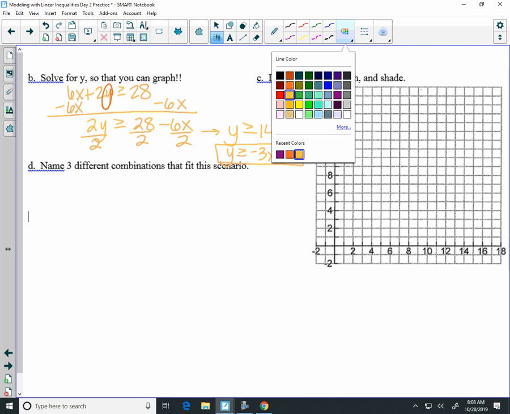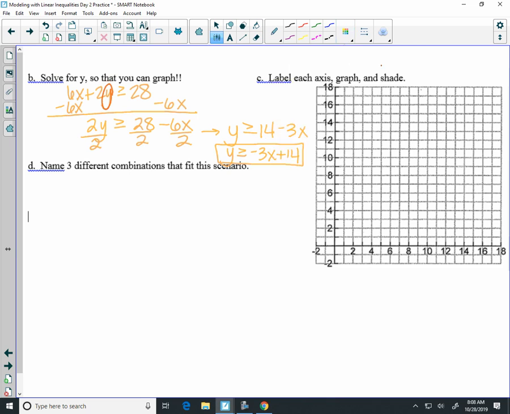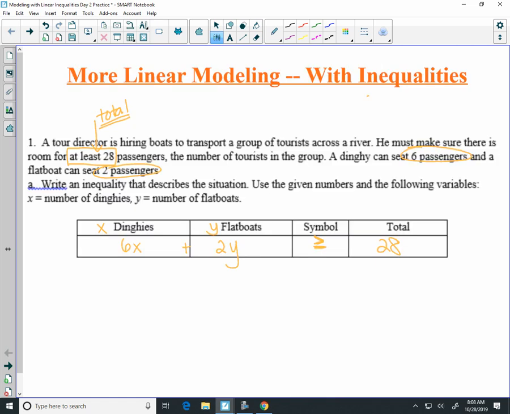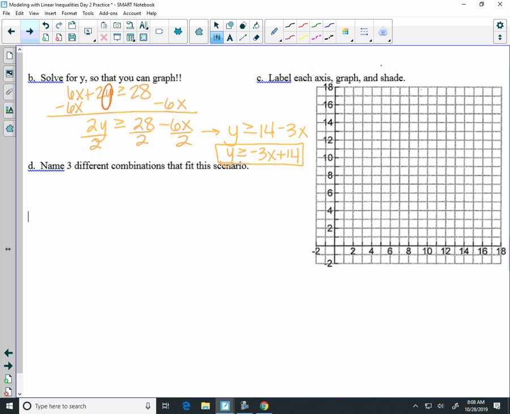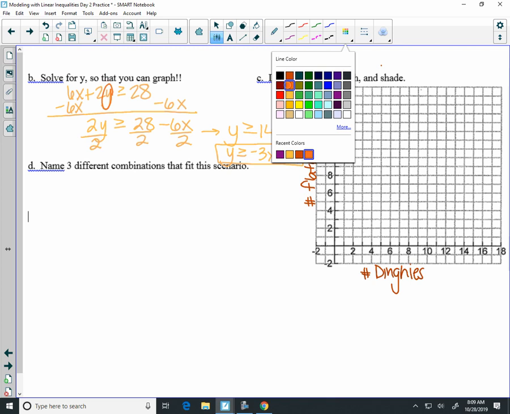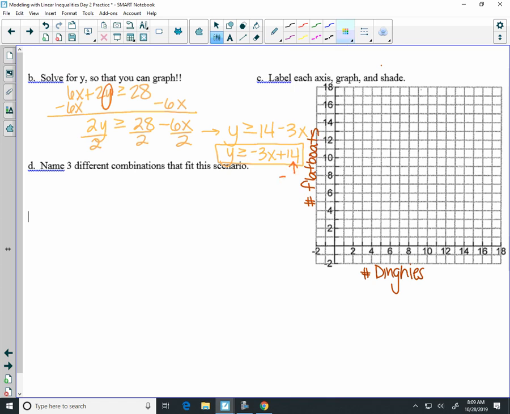All right, now this is asking us to do a couple additional things. We need to label each axis. So over here we said x was our number of dinghies and y was our number of flatboats. And now we're going to graph. So on this graph, we are going to start at 14 on our y-axis. And our slope is going to be down 3, right 1.